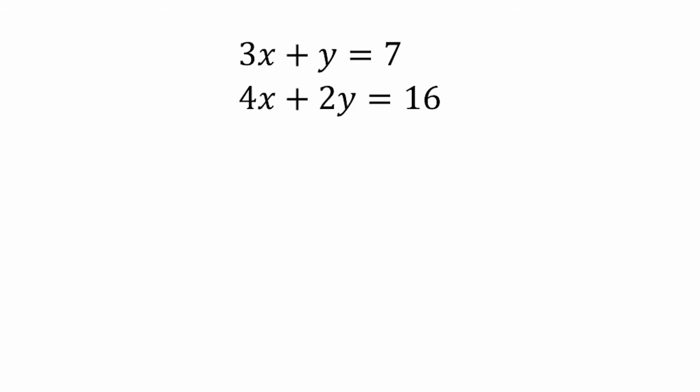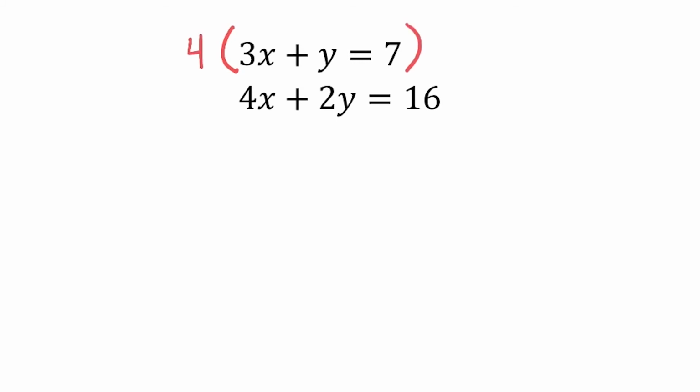We have a 3x on top and a 4x on bottom. What is the smallest number that both 3 and 4 go into? 12. So 3 and 4 will both go into 12. That's the smallest thing. So if we could somehow get a 12 and a -12 to add together, that would go to 0. So I'm going to multiply this first equation, the whole thing, by 4.